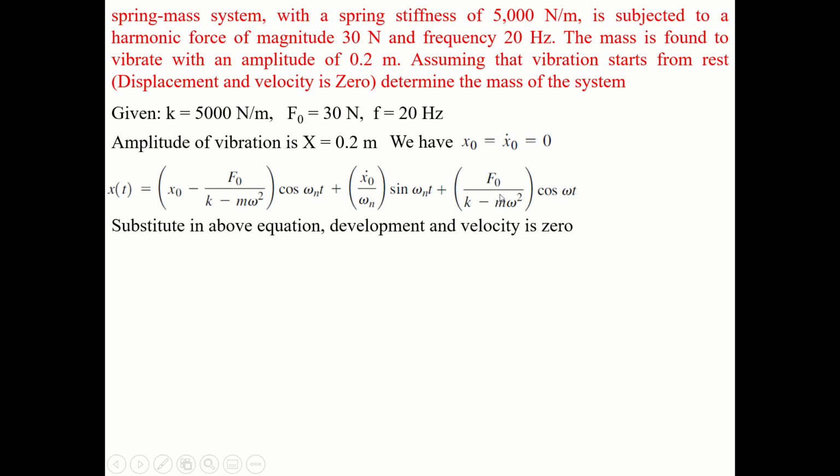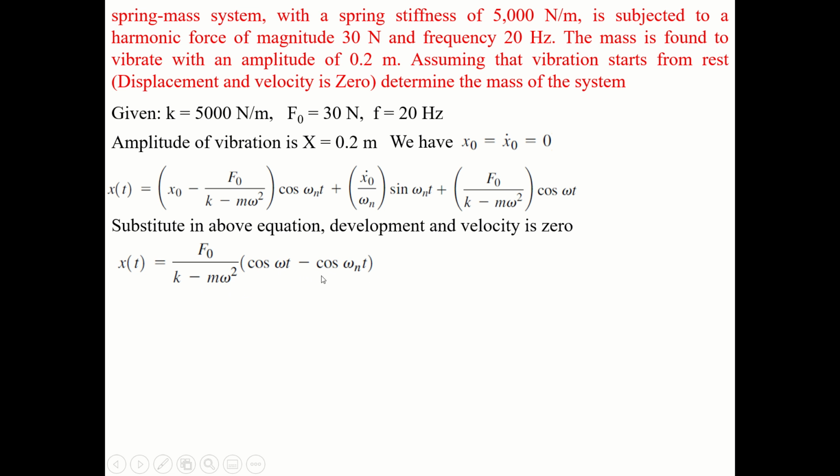Now what is the rewritten equation? x(t) equals F naught divided by (k minus m omega square) times (cos omega t minus cos omega n t). How did it come? Since x naught is zero, this term remains the same and this term remains the same, so F naught divided by (k minus m omega square) cos omega n t is there, and next, F naught divided by (k minus m omega square) cos omega t. We have taken out the common factor, F naught divided by (k minus m omega square), so it remains cos omega t minus cos omega n t.